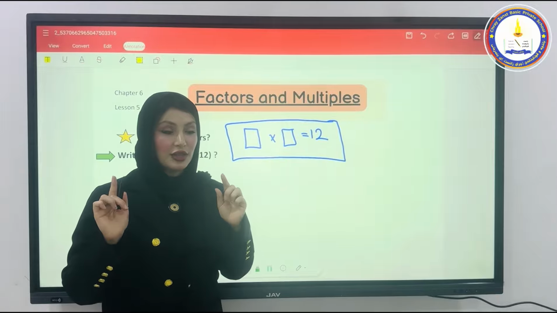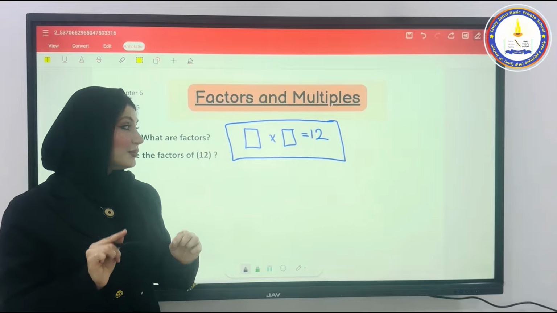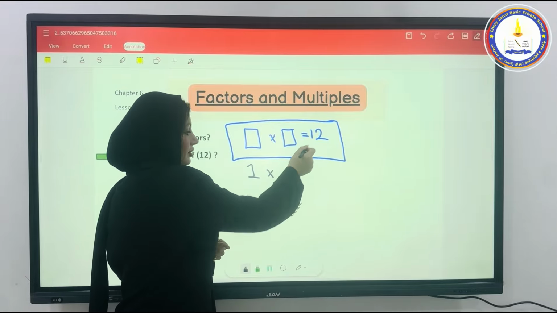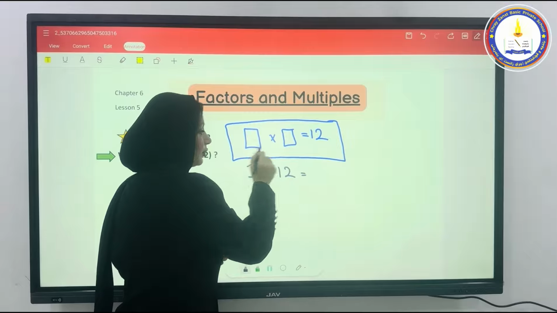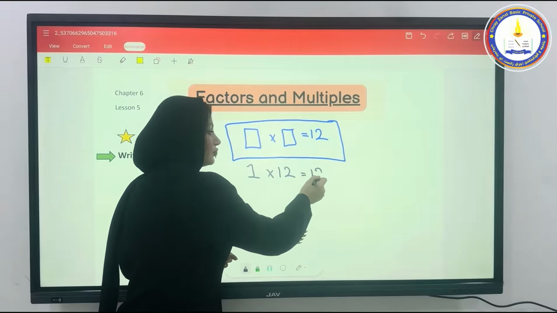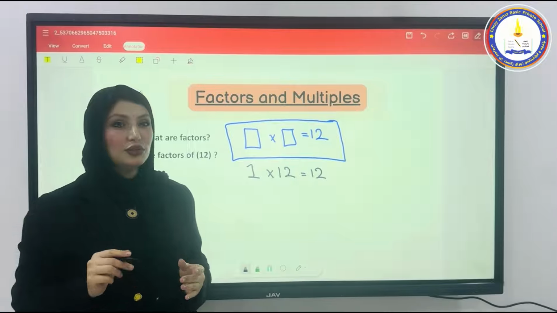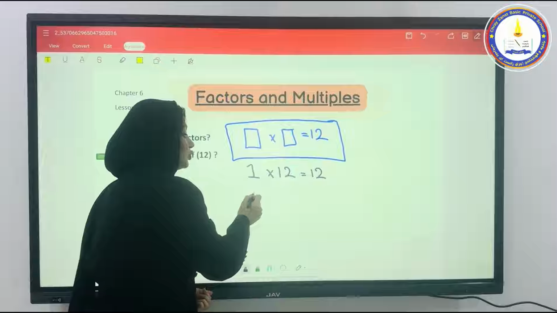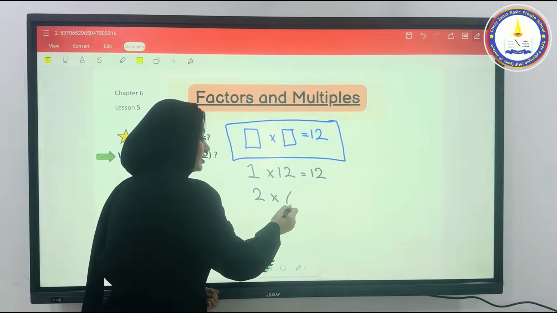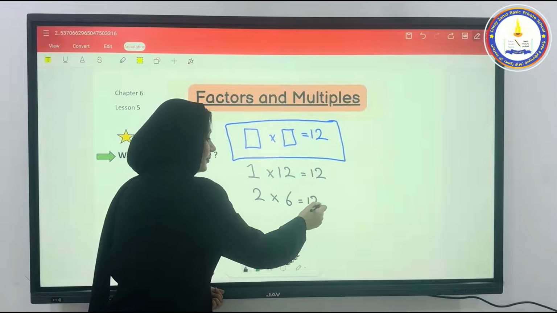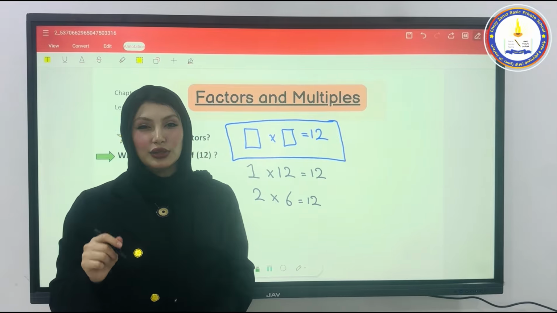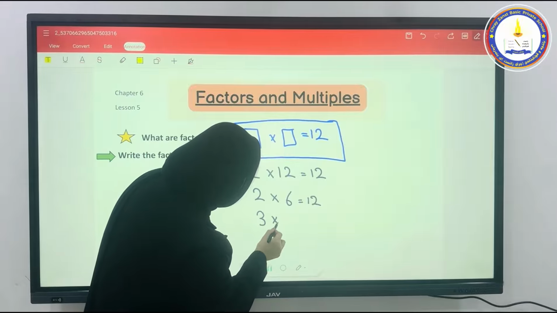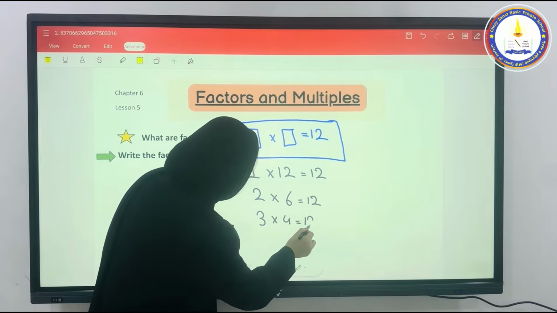Just think about it. First of all, for every number you have to write 1 times the number. What's the number? 12. I know that 1 times 12 equals 12. So think of another one. Do we have another pair of numbers that multiply to 12? Of course we have. 2 times 6 equals 12 also. And another one? Of course, 3 times 4 equals 12.